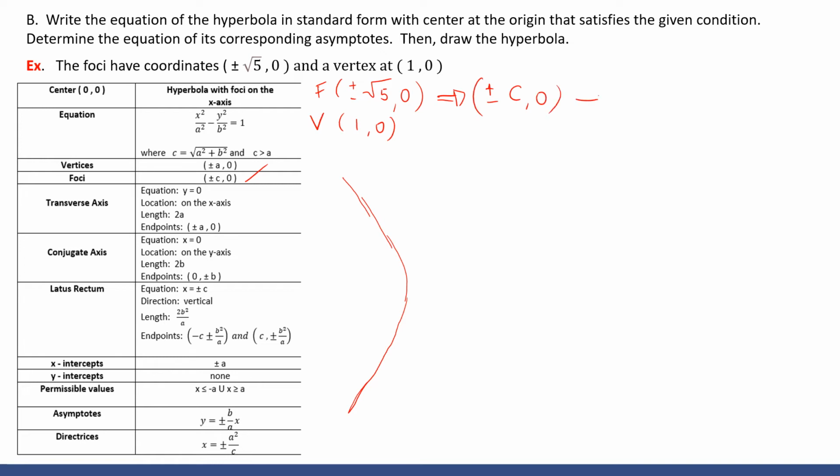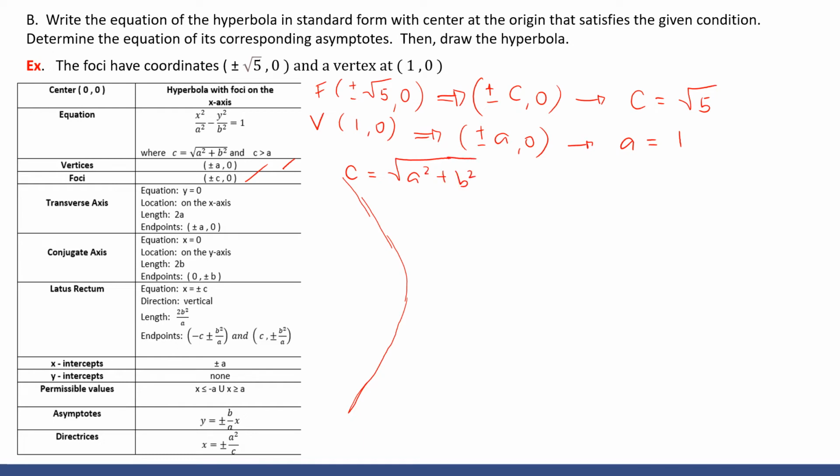So lumalabas, kung siya ay plus minus c, 0, the value of c is what? Square root of 5. And one of the vertices ay 1, 0. Ang pattern naman niya ay plus minus a, 0. Lumalabas na ang a mo ngayon ay 1. With c and a, mako-compute natin ang b. Paano? c is equivalent to the square root of a squared plus b squared.